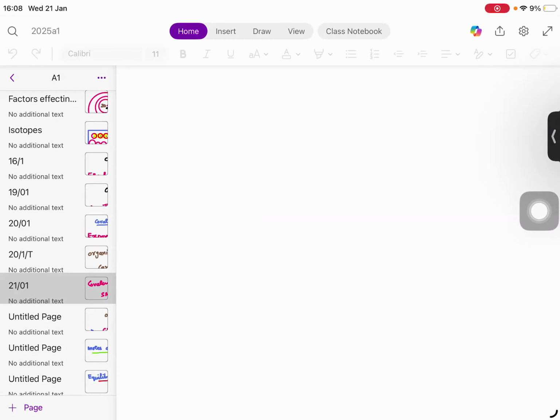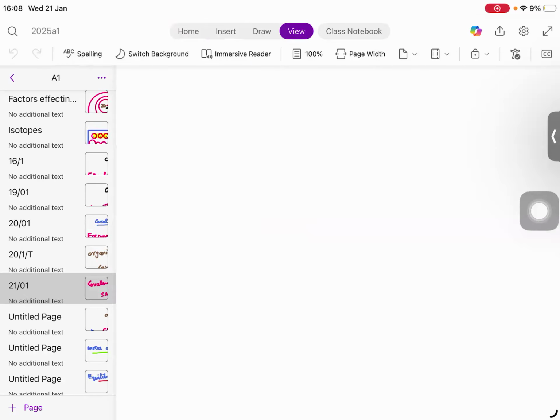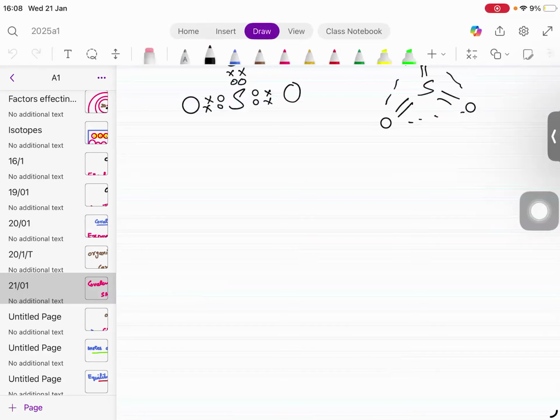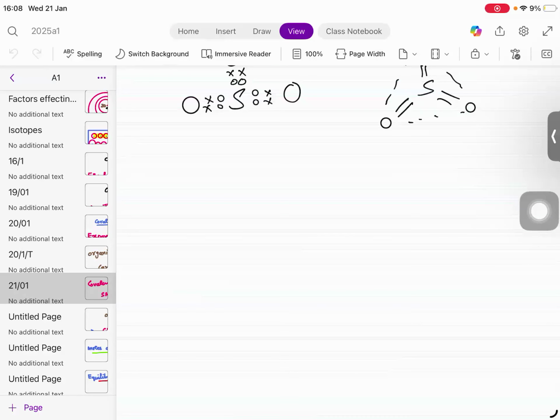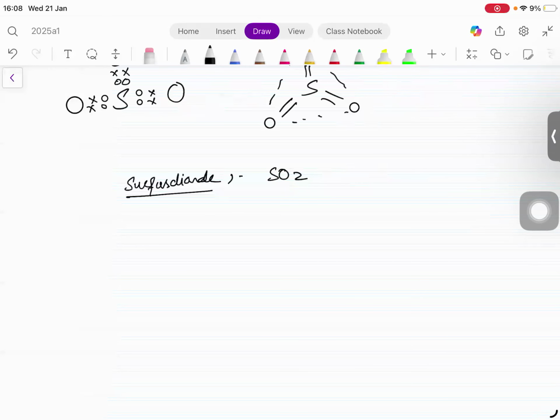So let me explain it here now. Look at this, pay attention. What I'm trying to say is, if you look at sulfur dioxide, please pay attention and draw the dot and cross diagram. Here is the sulfur, with 1, 2, 3, 4, 5, 6 electrons. Here is the double bond. Here is the double bond.